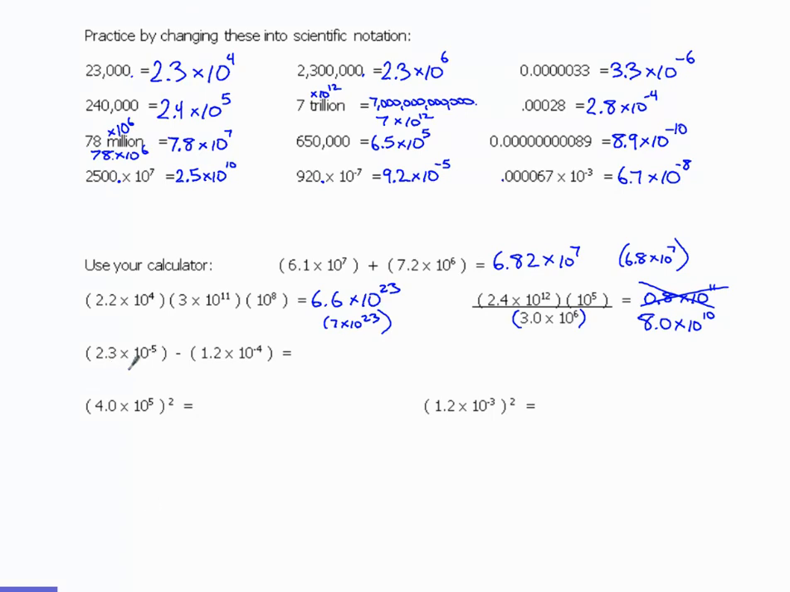Next one, we have 2.3 times 10 to the minus 5th minus 1.2 times 10 to the minus 4th. When you're subtracting scientific notation, the exponent on the power of 10 needs to be the same. So both of these would need to be either 10 to the negative 5th or 10 to the negative 4th. You'd have to adjust one. Putting it into the calculator, we find that our number is negative 9.7 times 10 to the negative 5th.